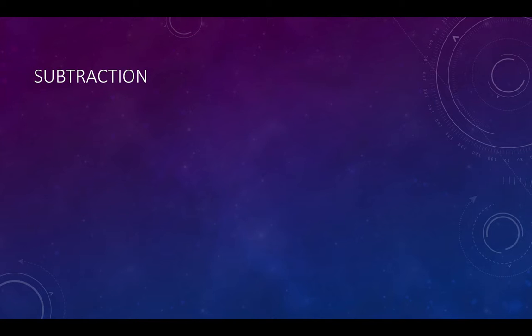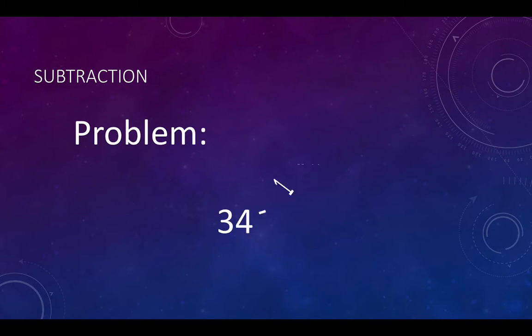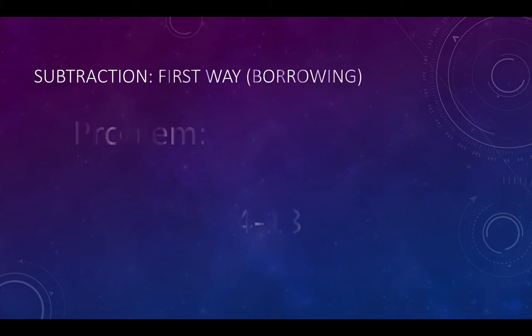Moving on to subtraction, we'll be using this problem, 34 minus 18, and I'll be showing you 3 ways of how to solve this. The first way is borrowing. Here's our equation. So what we will be doing is just subtracting from each column.